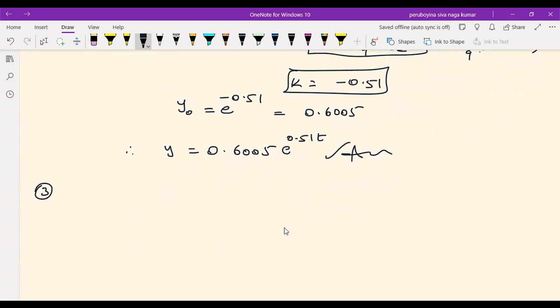Third one: the surface area of a balloon being inflated changes at a rate proportional to the time. If the initial radius is 1 unit and after 1 second it is 3 units, find the radius after t. That means he is asking for the general solution.